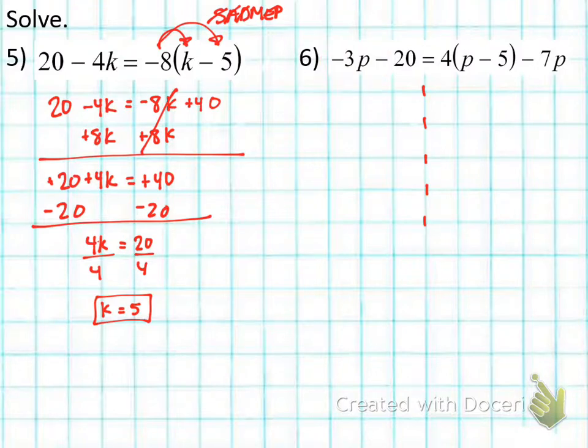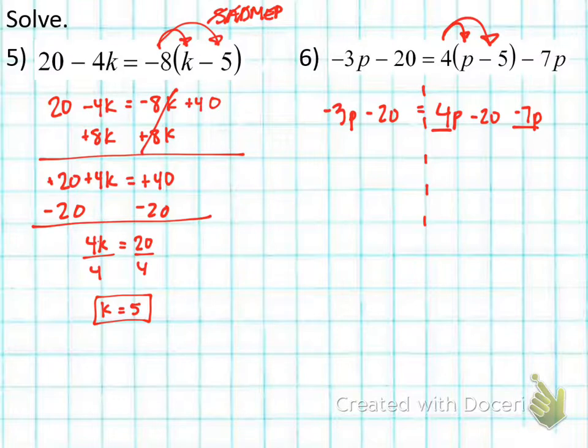So we got 4 times P is 4P. 4 times negative 5 is negative 20. Bring down the negative 7P. Bring down the left-hand side, which is negative 3P, minus 20. Okay? Now looking up at the board here, are my p's together still? No. Let's look at the right-hand side. 4p minus 7p. What is that going to equal? Negative 3p, right? Minus 20.